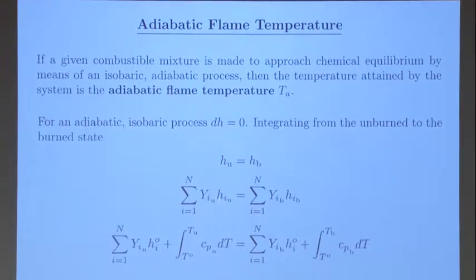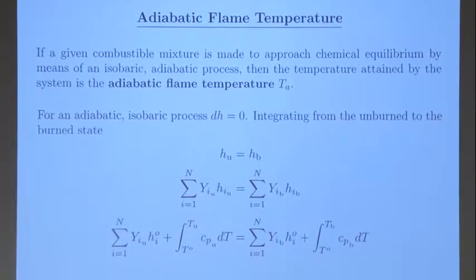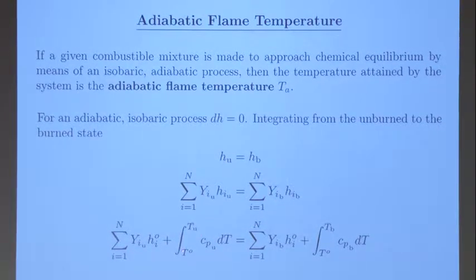And since H is by definition the mass-weighted enthalpies of all the species, on the unburned side it's going to be the sum of HI YI unburned. On the burned side, it's the corresponding value for the burned. Now remember that the enthalpy is the reference enthalpy, or the enthalpy of formation, plus the sensible enthalpy, which is the integral of CPI dT, right? And here it's written as CP, so CP here is the CP of the mixture, which we defined yesterday. This is on the unburned side, this is on the burned side.